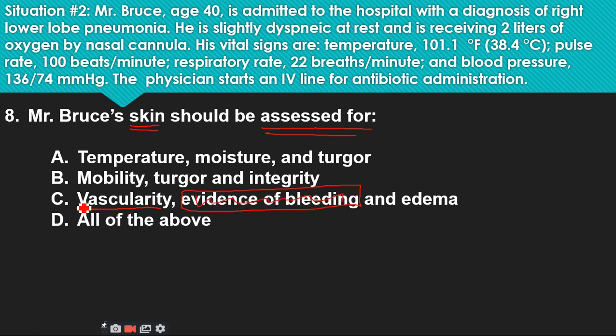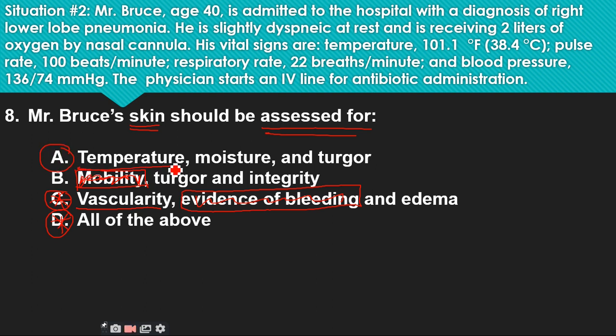Since letter C is already considered wrong, letter D, all of the above, is also going to be wrong. We're left with letter A and letter B. Let's have letter B. Mobility, is it movement of the skin? That's the wrong word to use, because what the author is probably trying to say here is skin turgor. So in that case, that's wrong. The best answer for number 8 is letter A.